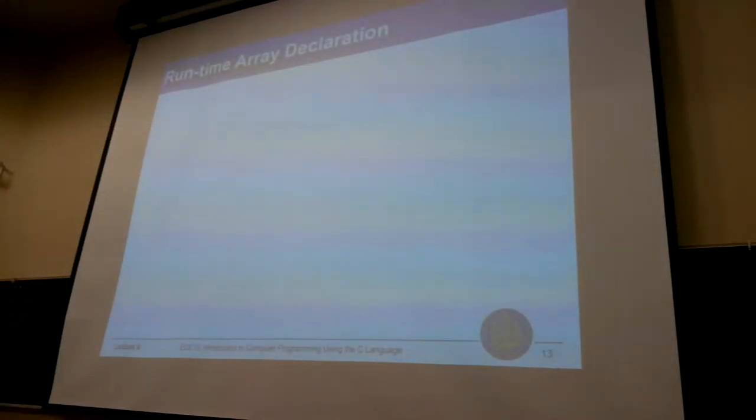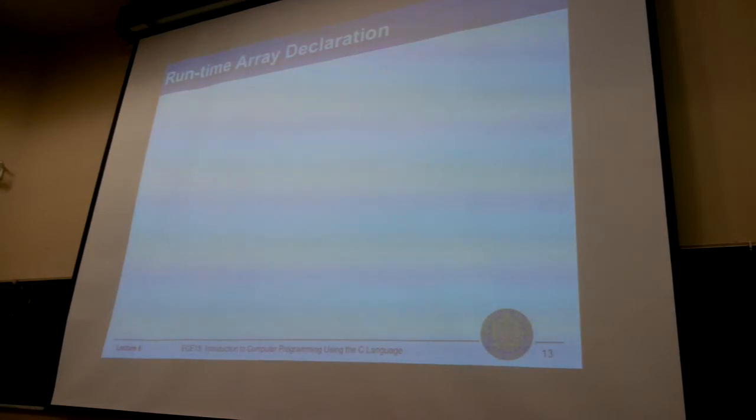A question that was just asked: can you change the array size after it's declared? No, the question was, can you change array sizes once they're declared? No, they're fixed once they're declared. So a typical strategy that people use is to declare the maximum size array that they would need. Let's say you are going to have a variable number of elements in your array. Always declare larger than what you think you need, and then keep another variable that tells you how many elements you're using in your array.